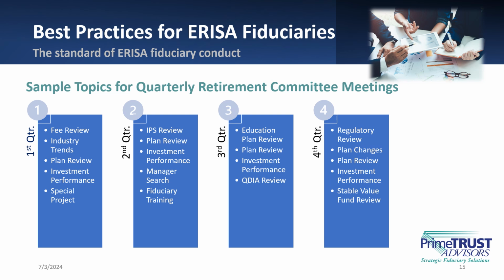In quarter 2, they're conducting an investment policy statement review and providing fiduciary training. In Q3, they're looking at organizing the content and developing an education plan for employees and employee meetings. In Q4, they are reviewing regulatory changes and implications of required or optional plan changes to the plan's documents.